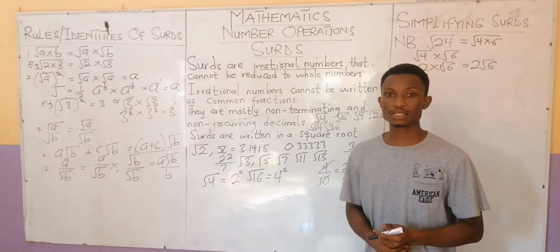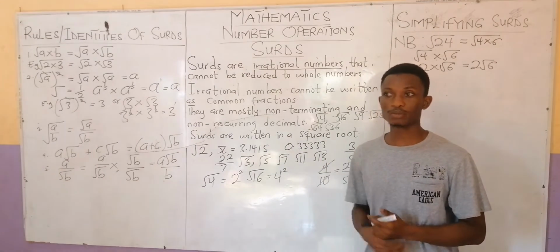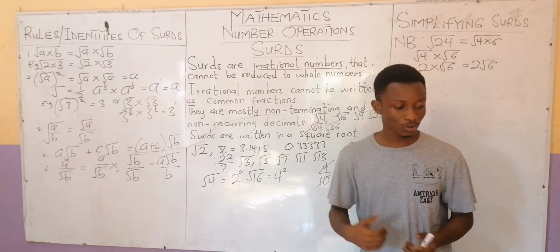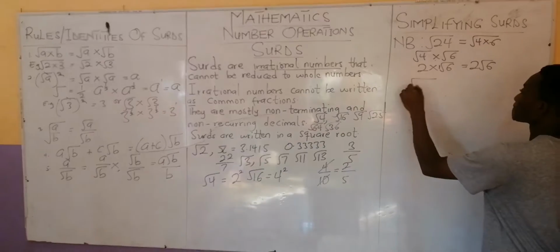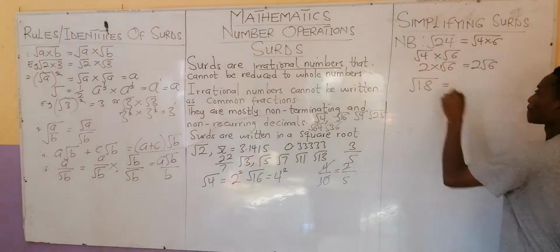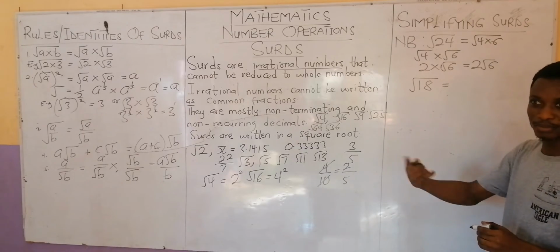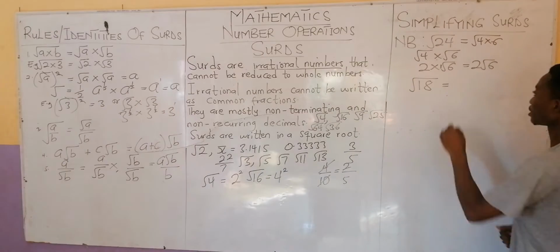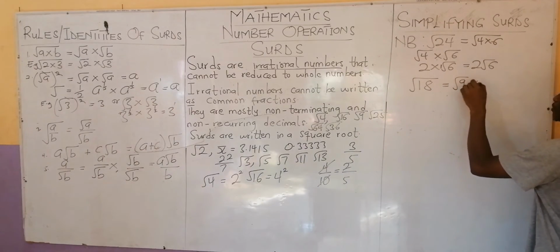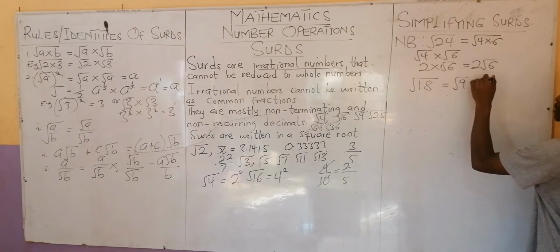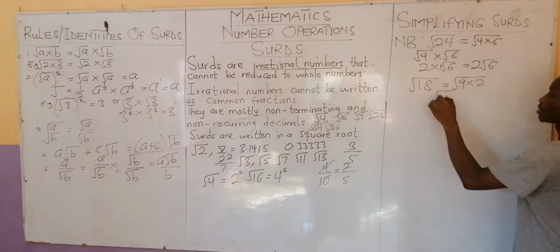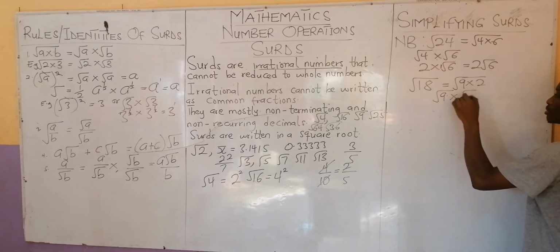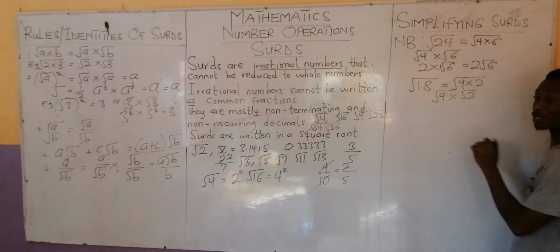You can simplify some surds. So we'll be able to simplify this. Also, we can simplify this one. What do you think? 9 times 2. 9 is a perfect square. So I write all of them under one root. Root 9 times 2, separately as root 9 times root 2. Root of 9 is 3.